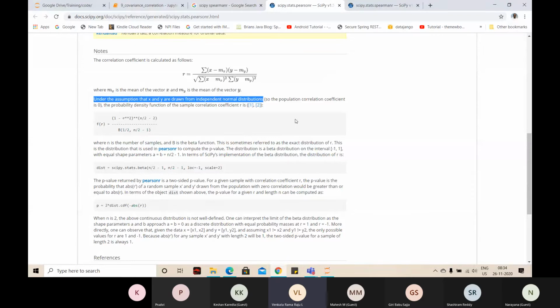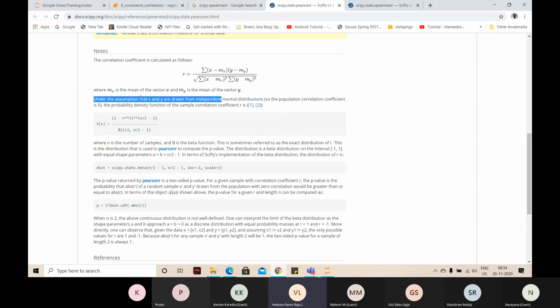Now, if you look at it like that, X and Y are drawn from independent normal distributions. They are saying there are two assumptions there. One is that the data is normally distributed. Both columns, column X and column Y, are normally distributed. That is one assumption. The second assumption is both are independent. Actually, we need to look into this independent part. The null hypothesis is saying X and Y are independent.